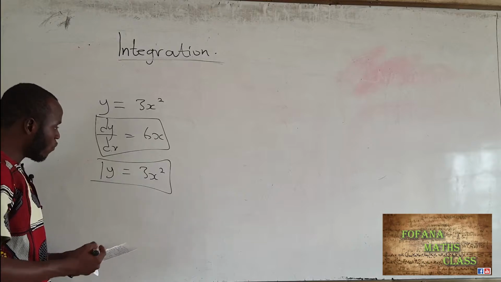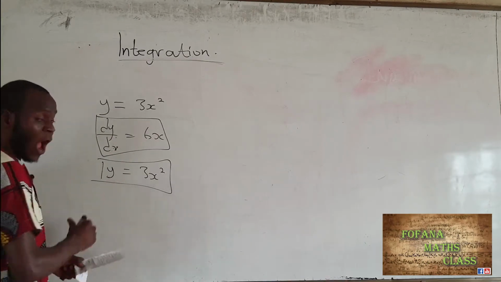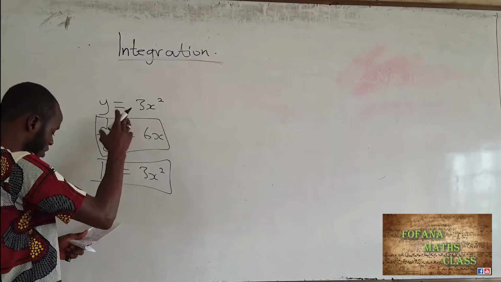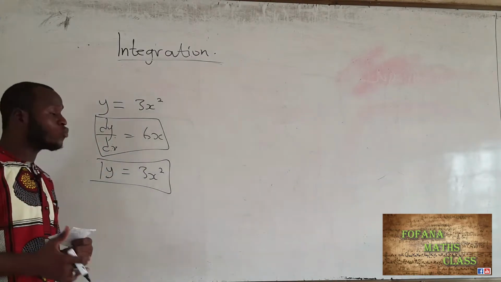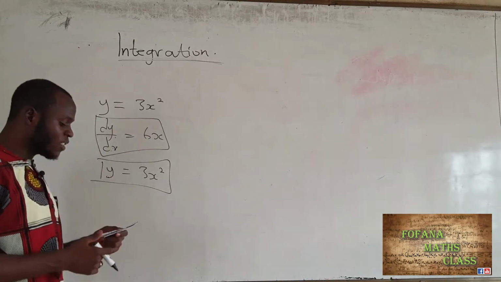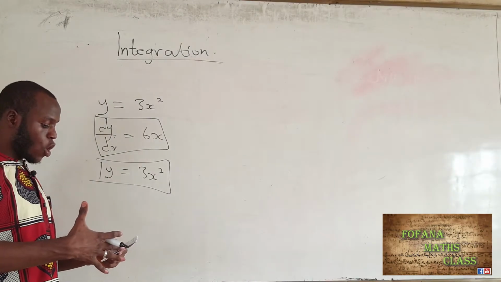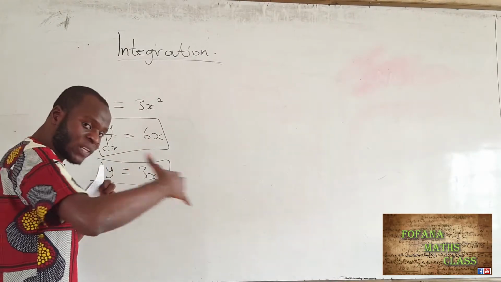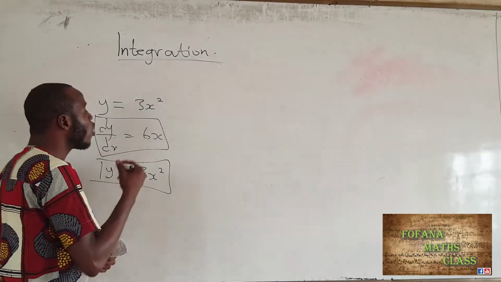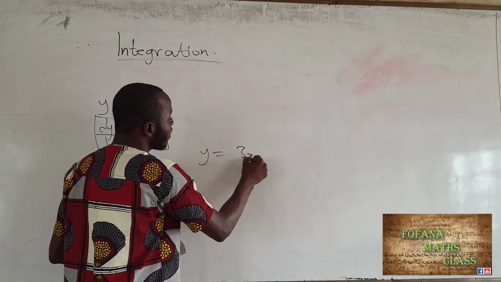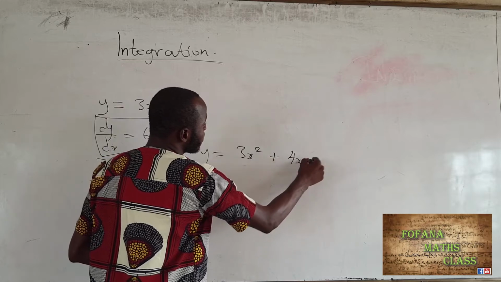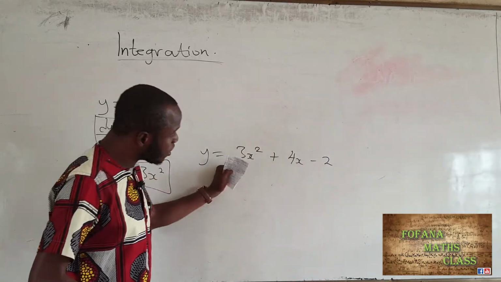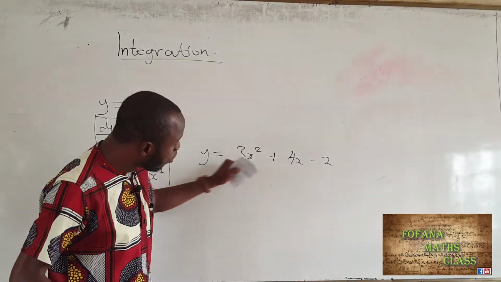Integration is the process of moving from dy/dx to y. So the process of moving from dy/dx to y is what we term integration. Now the first thing we have to look at is that integration is used to sum different expressions, or subtract different expressions. Maybe you have an expression in this form, 3x squared plus 4x minus 2. We can use integration to do the summation and the differences involved in this expression.